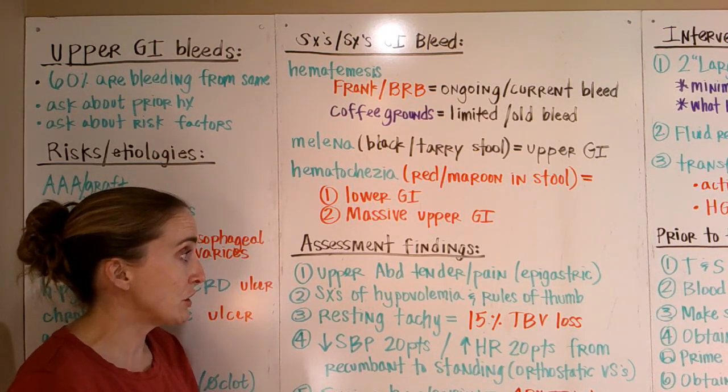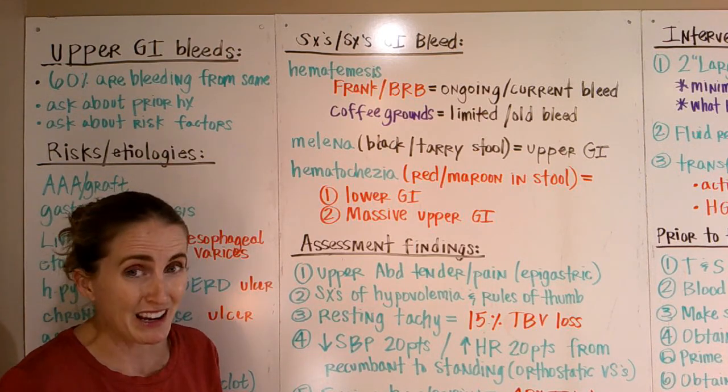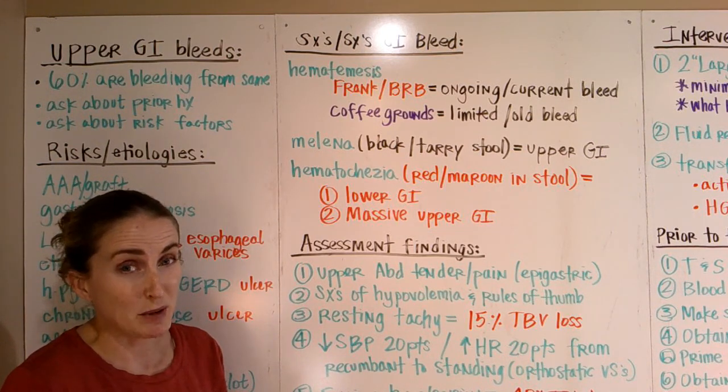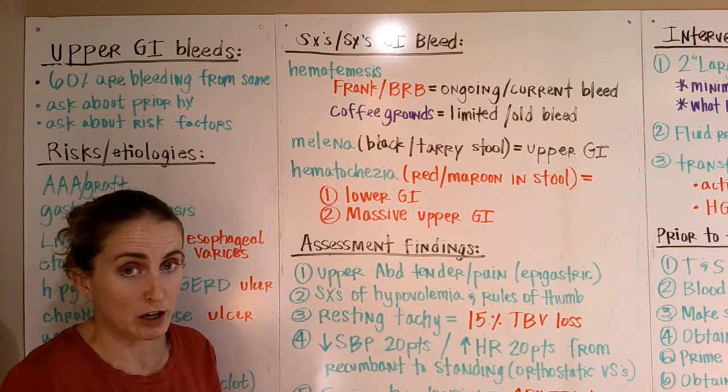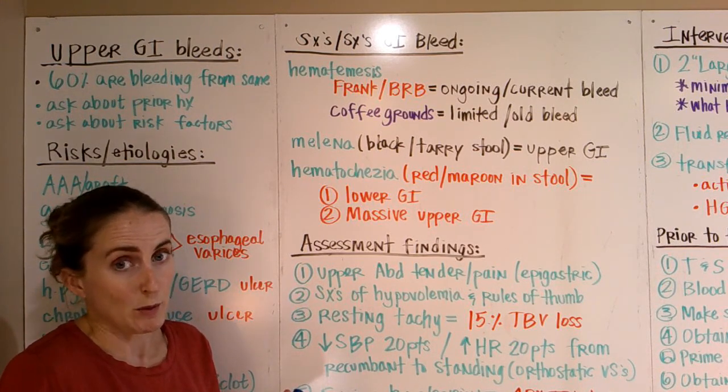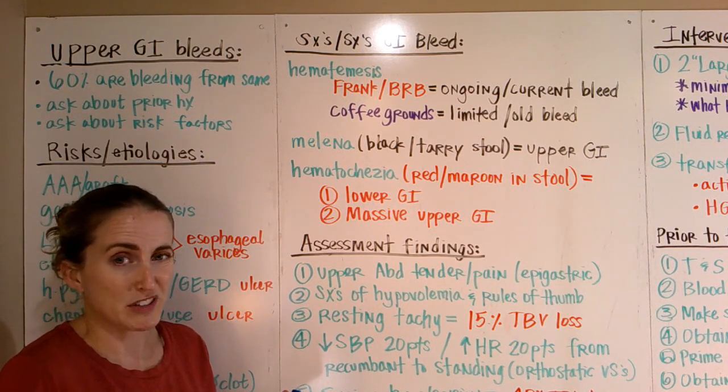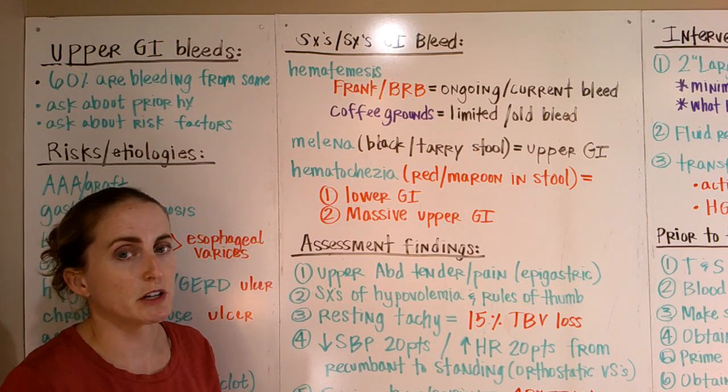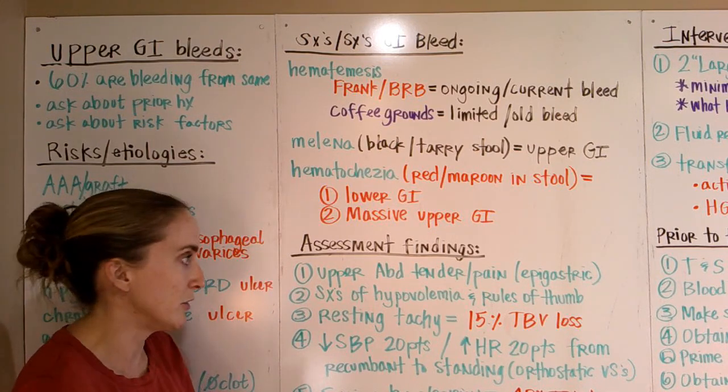All right, now let's get into some assessment findings that we'll discover on these people. So they usually have upper abdomen tenderness, pain, otherwise known as epigastric pain. So epi meaning on, or kind of around that area, and that's right below the xiphoid. So that's considered epigastric, if you push right below the xiphoid and they have tenderness.